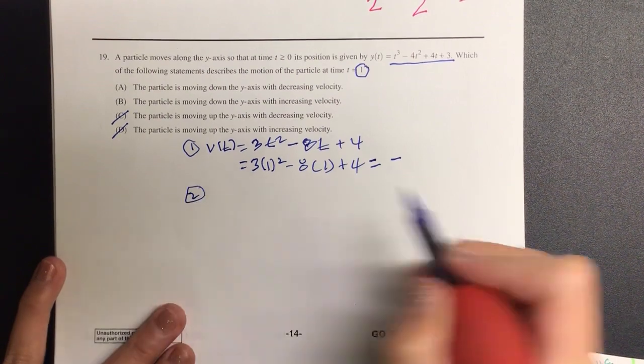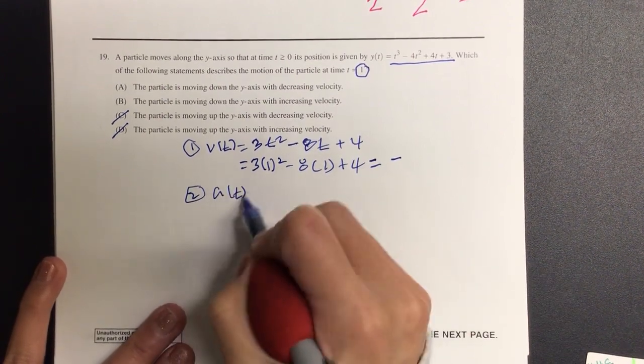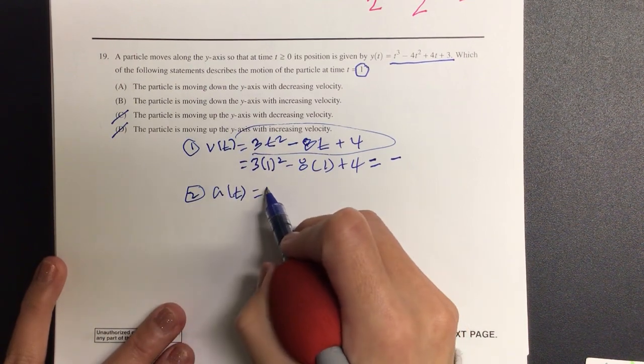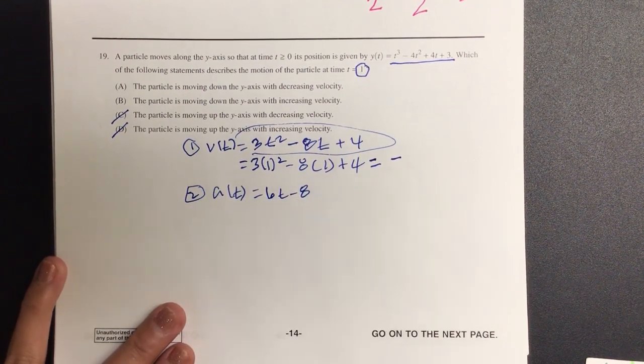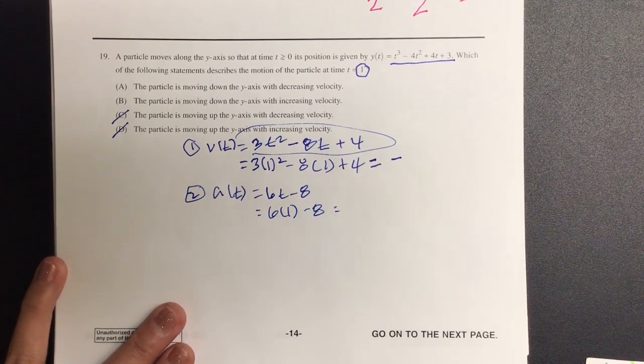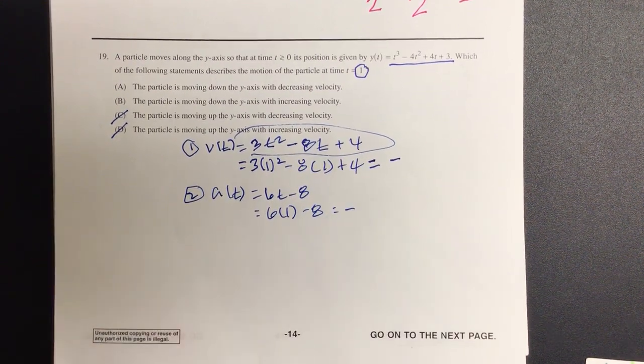Step 2, let's find the acceleration, a of t. Going back to our velocity that we found, that's going to be 6t minus 8. And when I plug in the 1 again, is it positive or negative? It is negative, so we know our velocity is doing what? Decreasing. Very good.